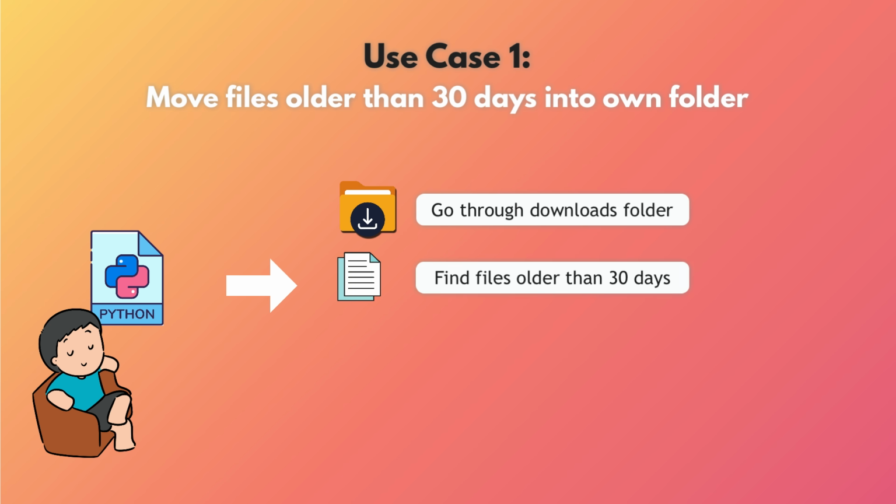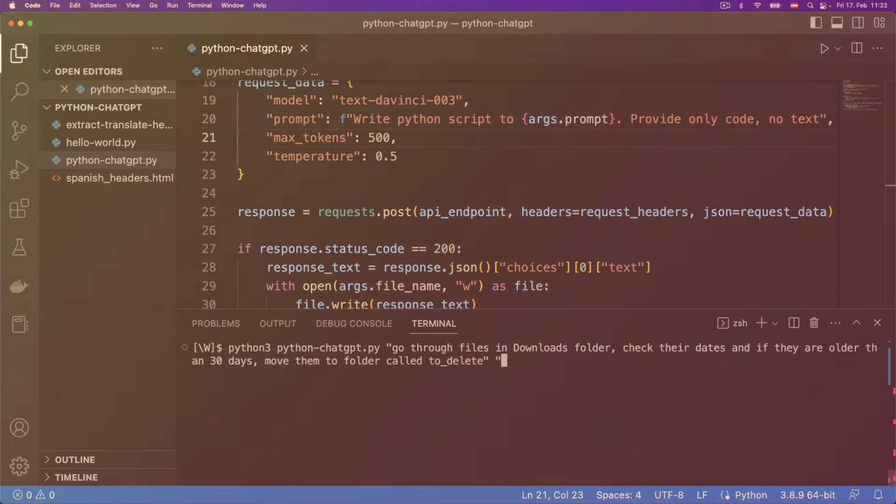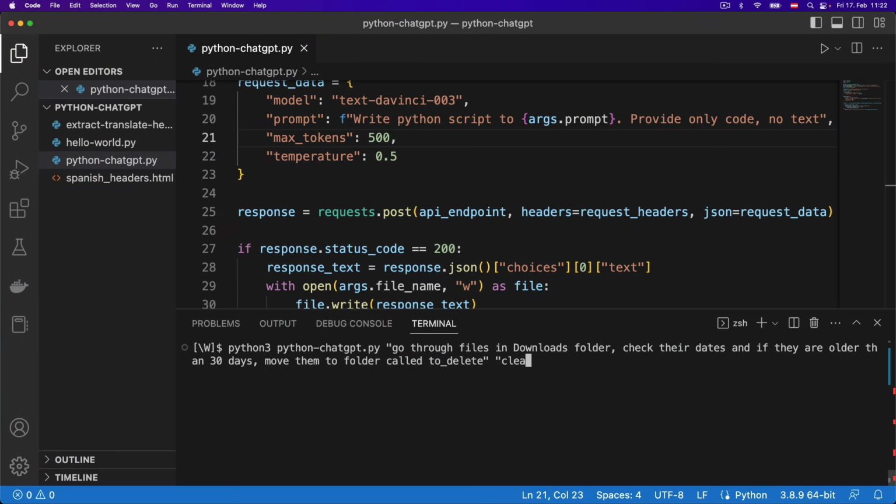it leaves all the recent downloads in the downloads folder, but everything older than 30 days should be moved to a separate folder called toDelete, which I can then manually go through and move to trash if I want to. And we're going to save it into a file called clean_downloads.py. Let's go.